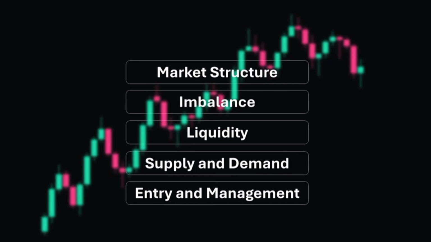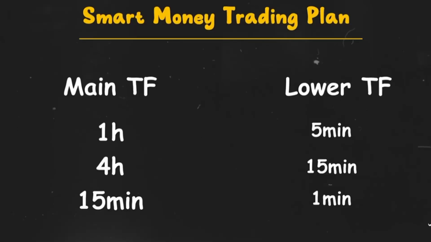This strategy works across two layers. First, I use the higher time frame to set the bigger picture, defining structure, spotting imbalances, marking liquidity pools, and identifying supply and demand zones. Then I shift into a lower time frame to refine entries and confirm the trade. This plan works on any chart or market, but as always, make sure you backtest thoroughly before trading with real money. To make it simple, I've broken the process into 5 clear steps.